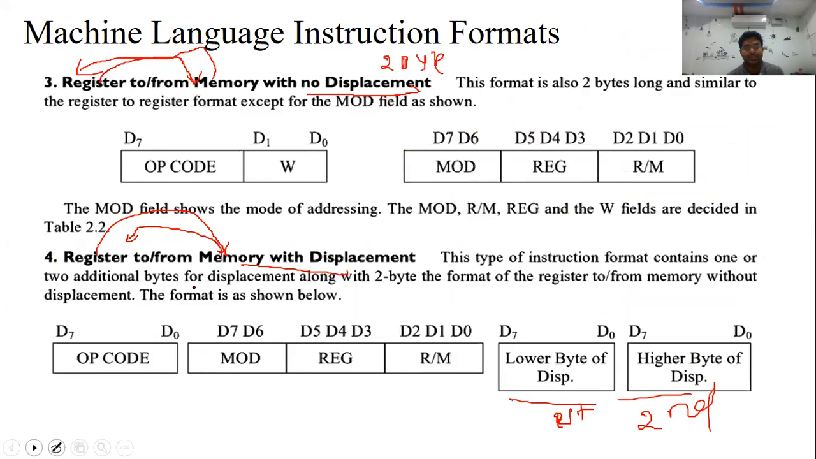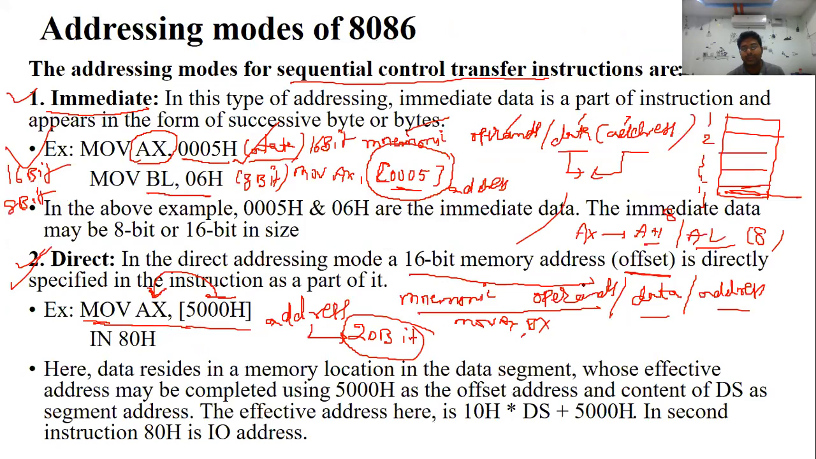See this, this is the offset address, a 16-bit memory location offset address. Offset address means an address within the segmented address location. This is the second instruction, IN 80H. Whenever you represent IN and OUT, that represents the input and output devices. IN 80H is the address of the input device memory location, address 80H.